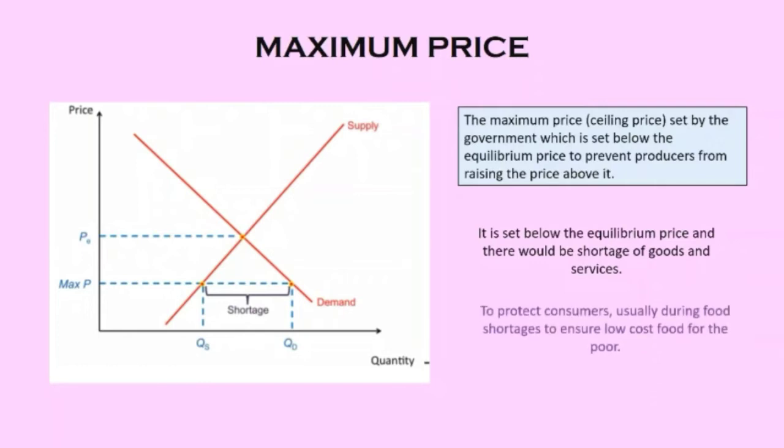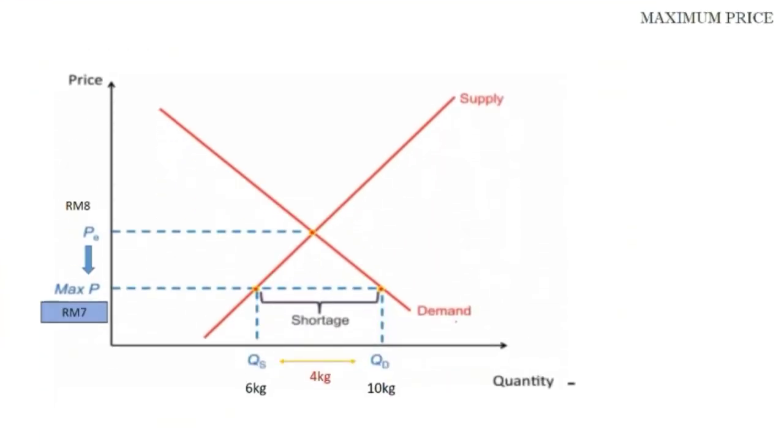Maximum price is set to protect consumers, usually during food shortages, to ensure low-cost food for the poor. For example, from the diagram, the market price of 1 kg of chicken is 8 ringgit. When the government sets the maximum price at 7 ringgit, the sellers must sell 1 kg of chicken at 7 ringgit and not at 8 ringgit. When the maximum price is below the market price, there would be a shortage of chicken. So, the shortage is 4 kg of chicken.